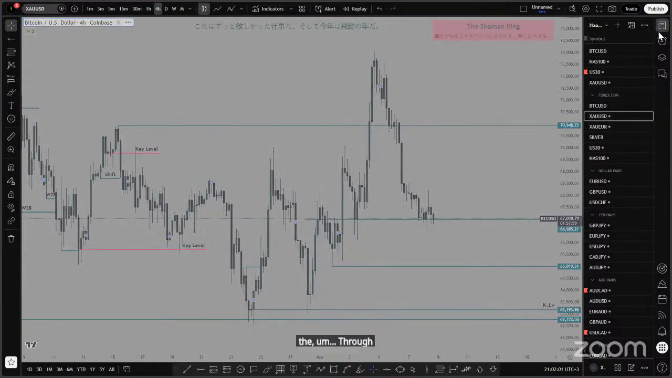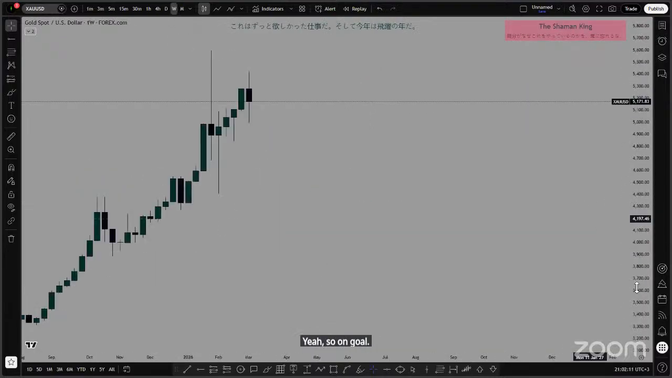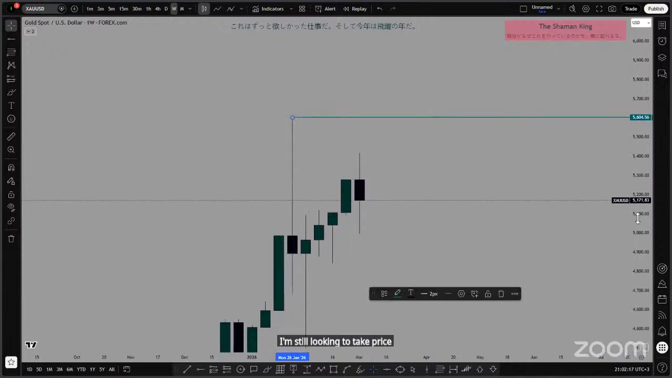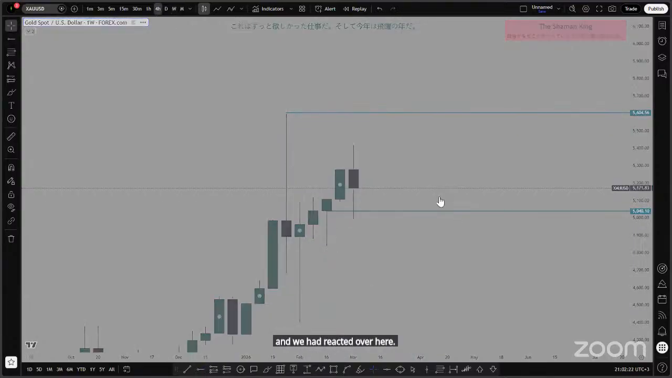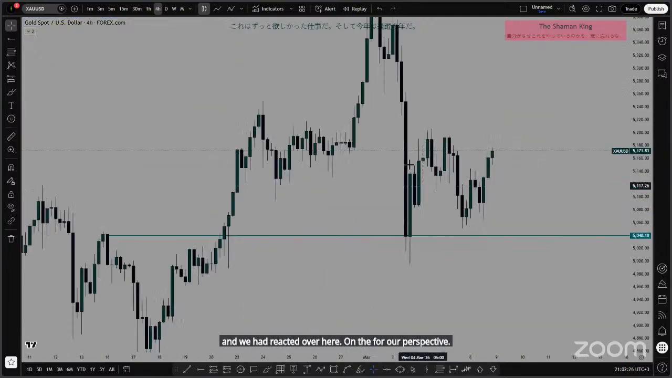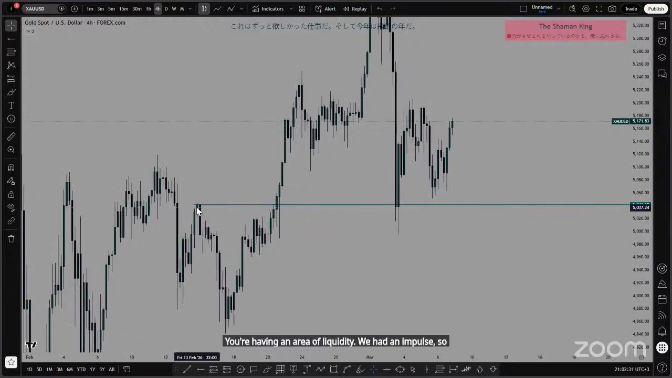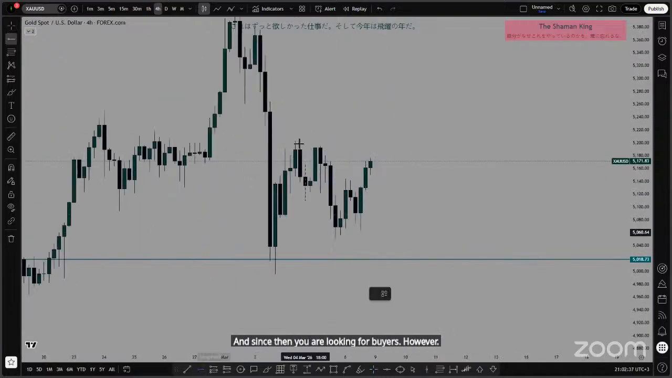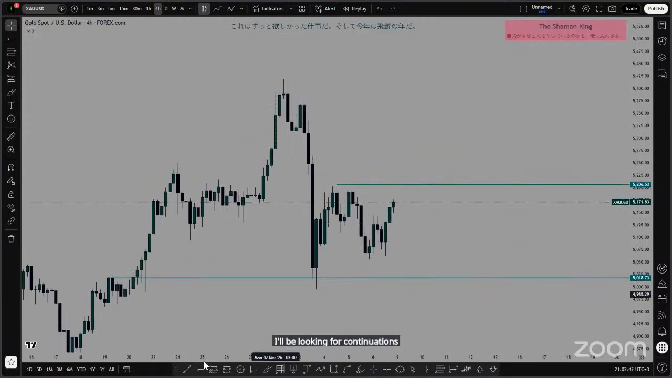so on gold. Doing some back testing over here. So on gold, from the weekly perspective, I'm still looking to take price to the all-time high, and we had reacted over here. On the 4-hour perspective, you're having an area of liquidity. We had an impulse, so this area had not been tested initially, so we came to the extreme level. And since then, you are looking for buys. However, for next week, I'm looking for when the price closes above here, I'll be looking for continuations for buys.